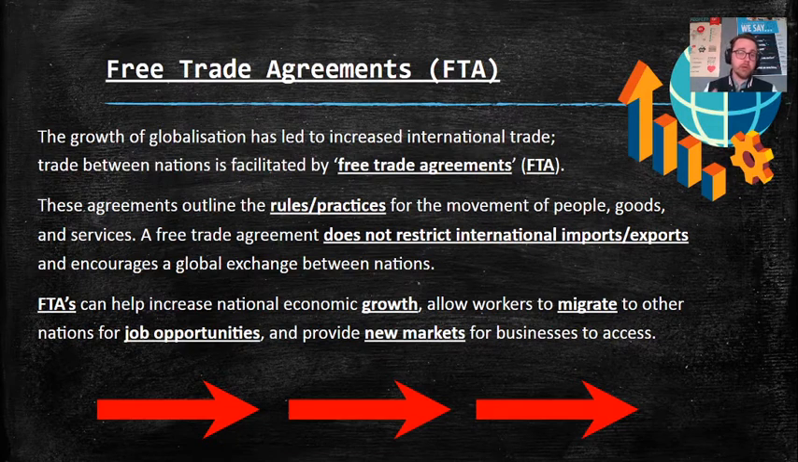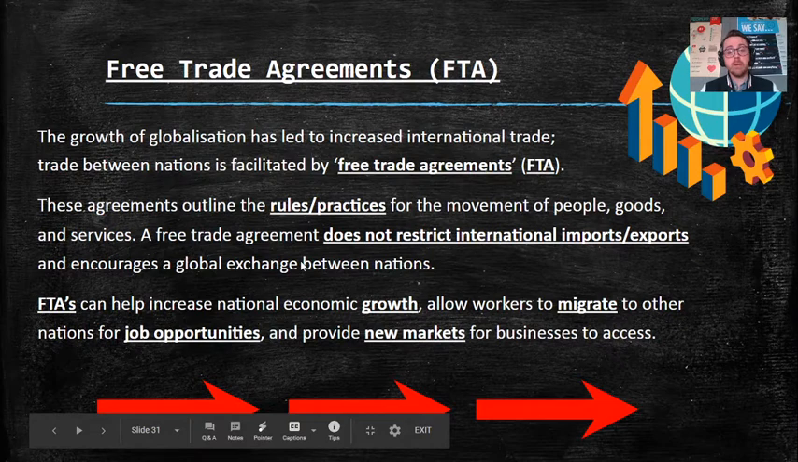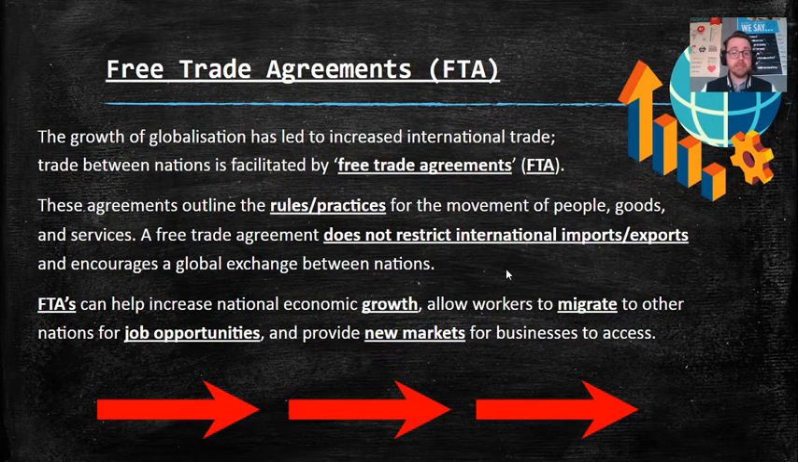So a free trade agreement, as the name suggests, is about free trade. It means that I can sell whatever I want to whoever I want around the world. A free trade agreement does not restrict international imports and exports, and it actually encourages a global exchange between nations. So different countries that want to trade with each other will say, hey, I like you, I like what you're selling, let's sign an FTA, let's sign a free trade agreement. That means in the future, they can sell each other whatever they want, they can buy whatever they want, and it's a big part of globalization.